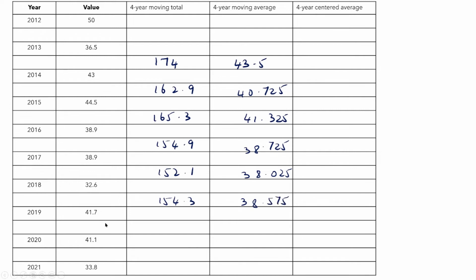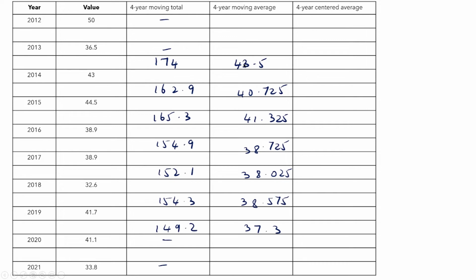Next, the 4-year moving total is the sum of the last four values. It is 149.2. Divided by 2, 149.2 divided by 2, it is 37.3. Now the 4-year centered average is the average of these two values, so that we will get the trend values along each year.